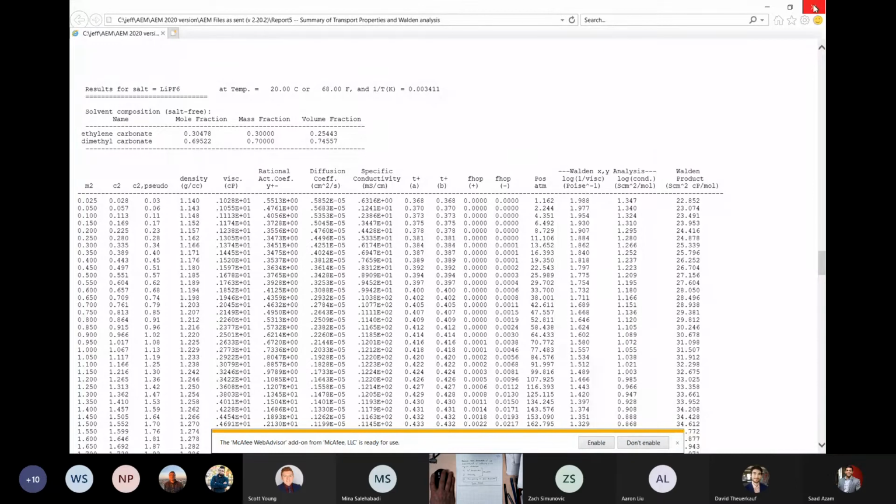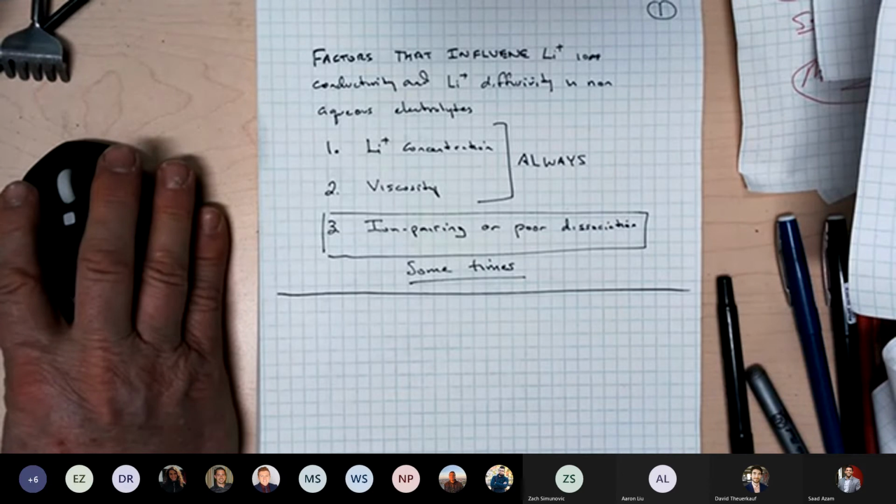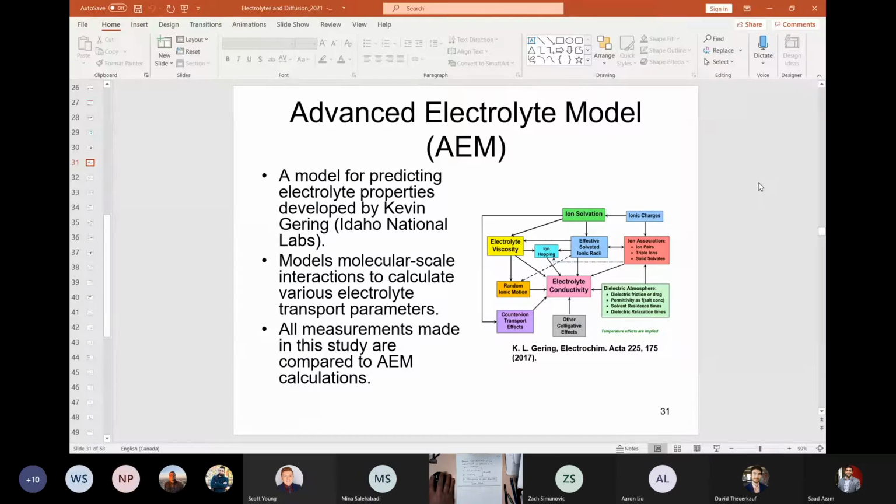Okay, so I'm going to get out of this. And I'll go back to the PowerPoint now. Okay, can you see my PowerPoint again? Yep. Okay. Does anyone have any questions about the advanced electrolyte model? It's not open source, right? It is not freeware. You have to pay money to get the advanced electrolyte model. A year license is something like $13,000 US.